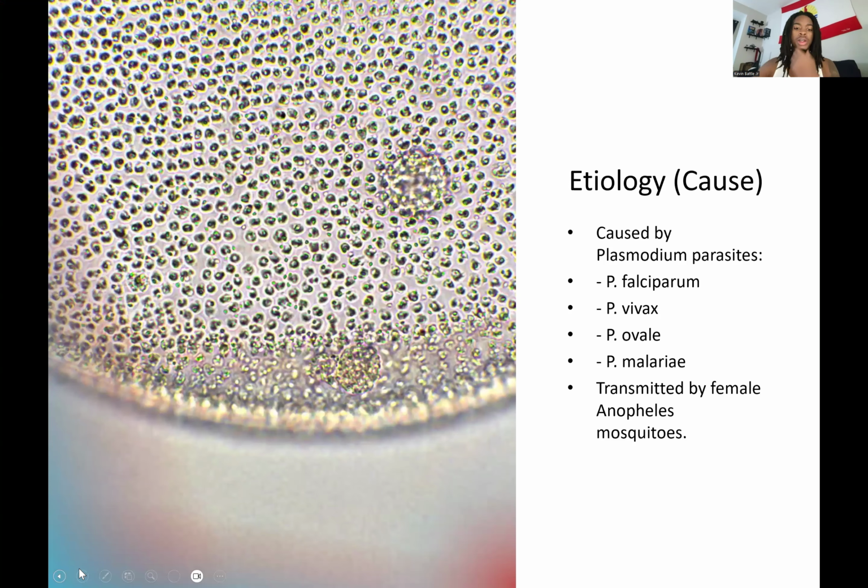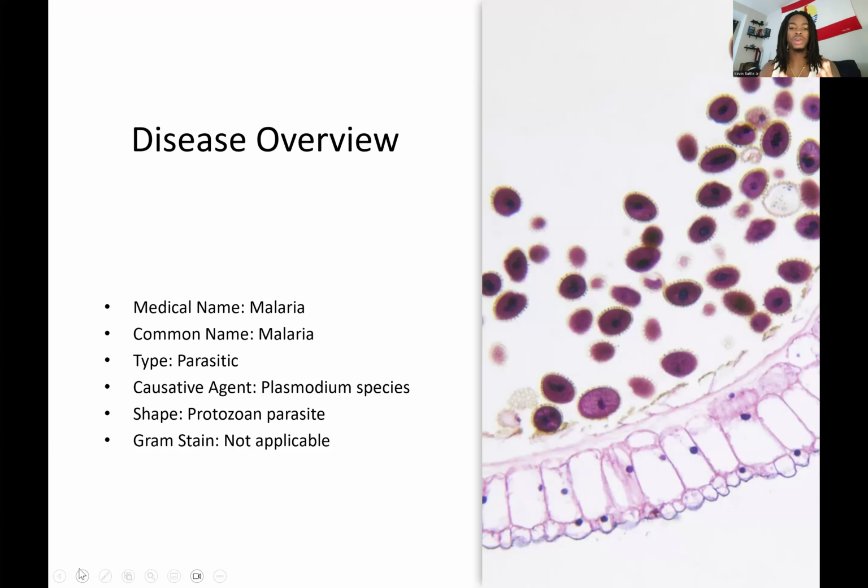There we go. Okay. So malaria is both the medical and common name for the disease. First and foremost, malaria is a parasitic infection caused by Plasmodium species, transmitted by mosquitoes. And unlike bacteria, malaria does not have a gram-positive or negative stain classification. These parasites are protozoans, and they specifically invade red blood cells. So they work their way into the bloodstream, they invade red blood cells, and they multiply.